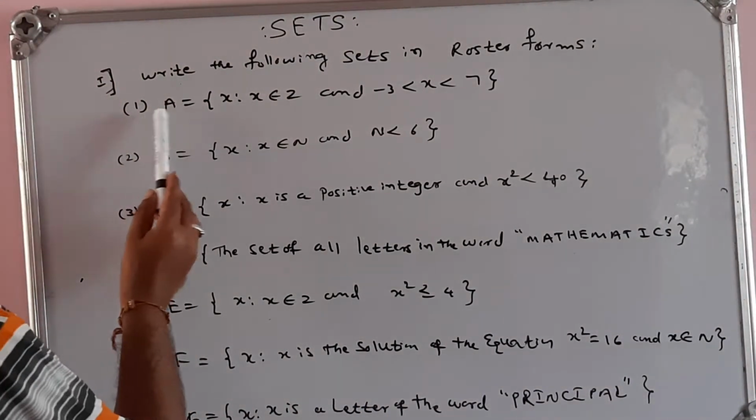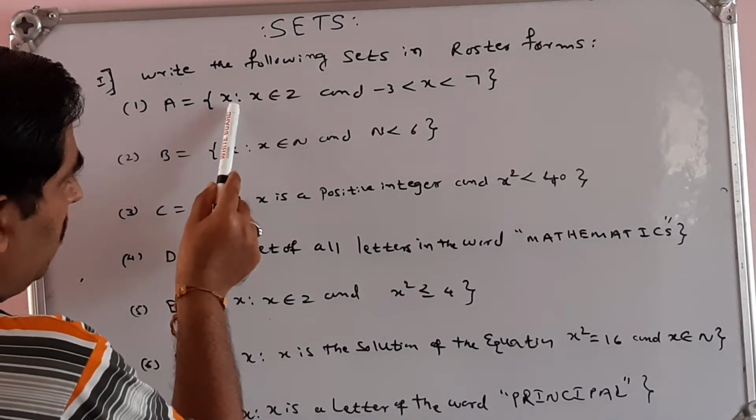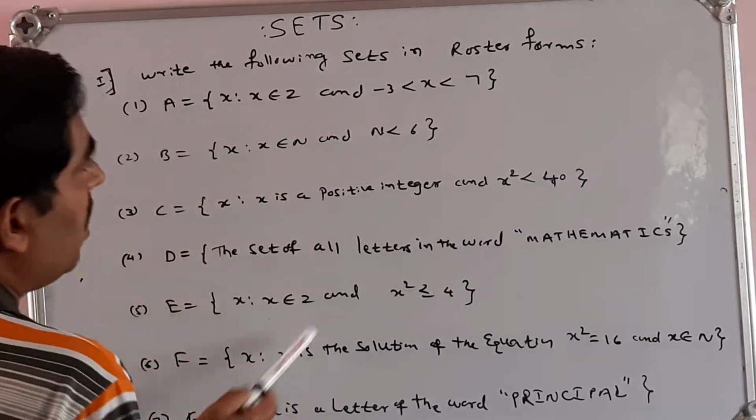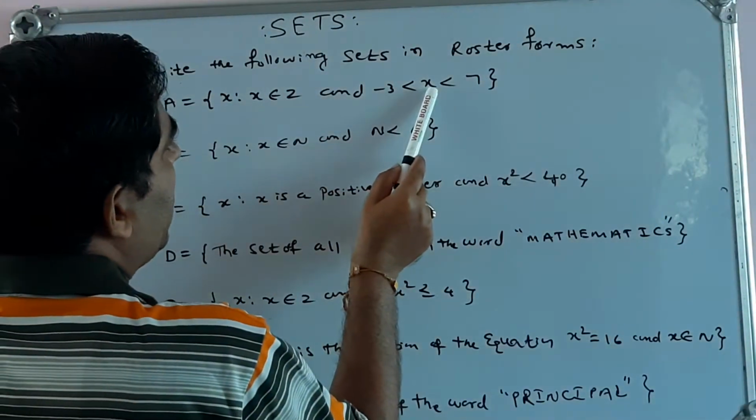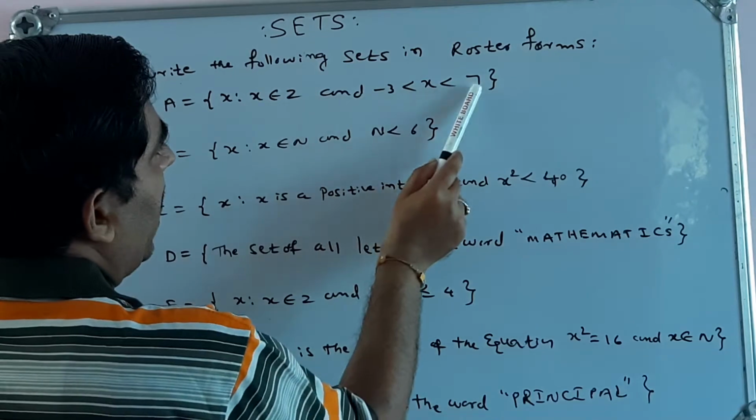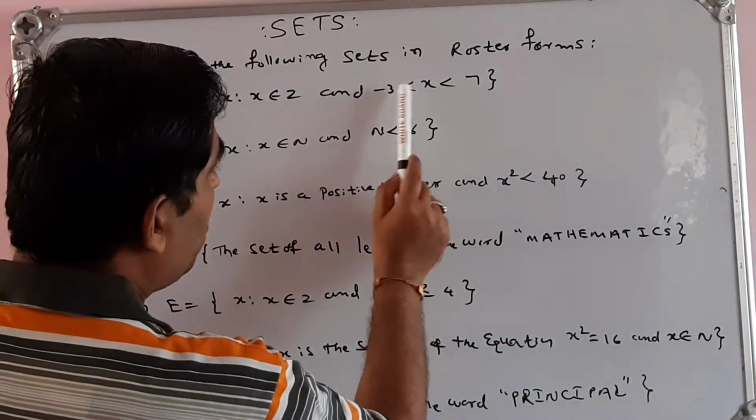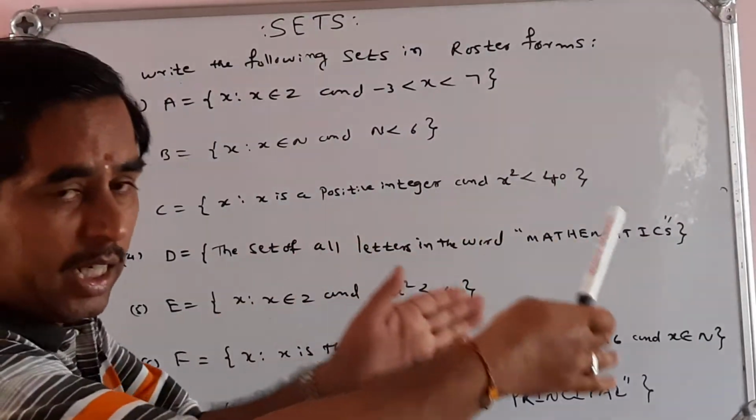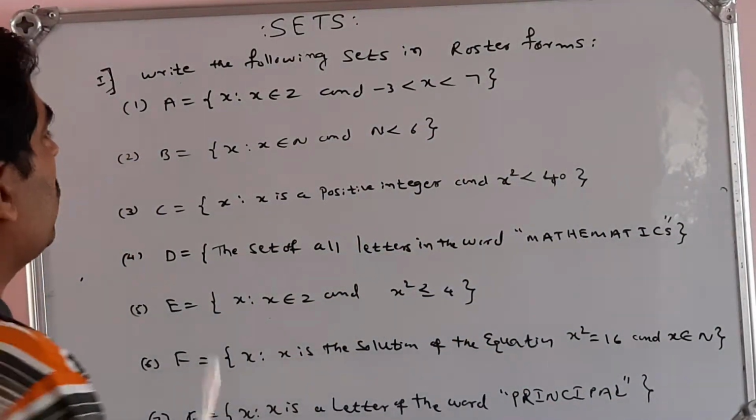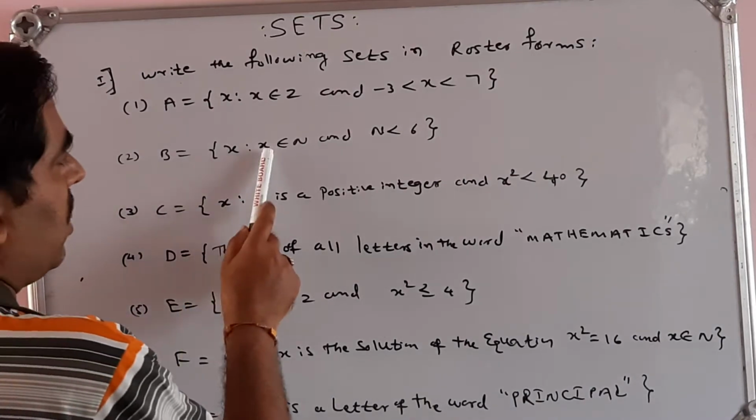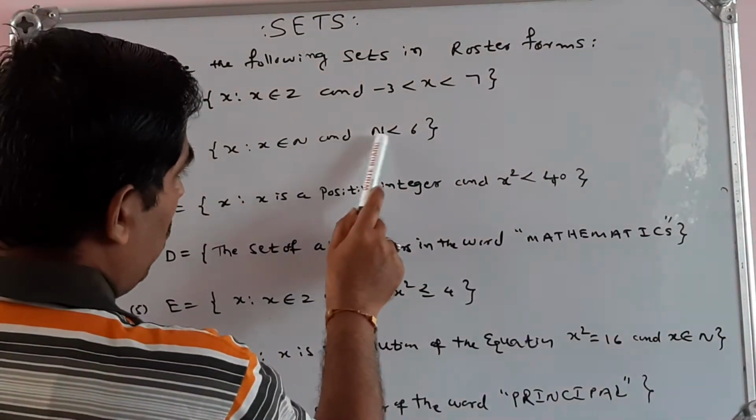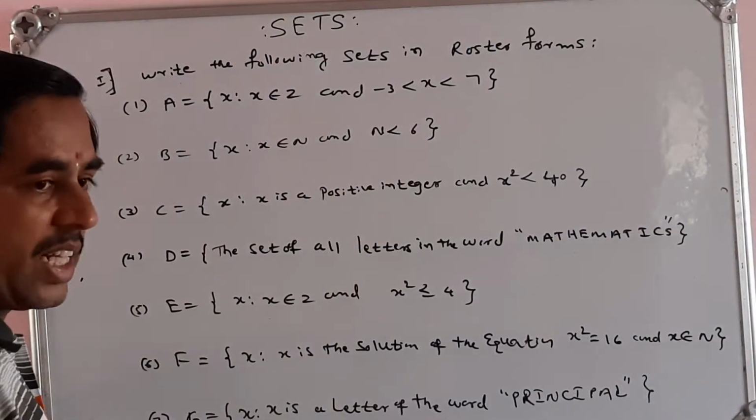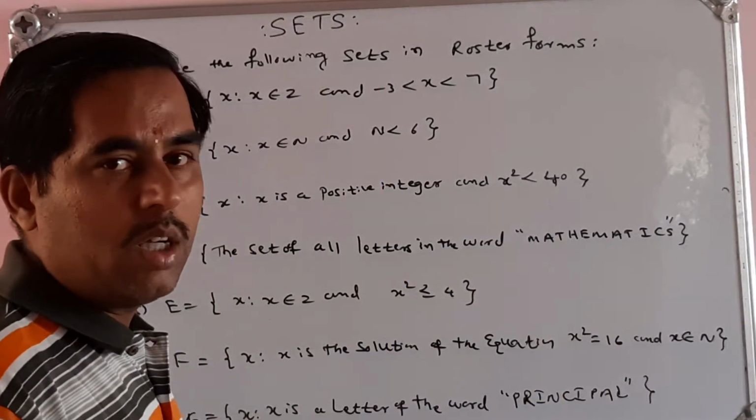See, what is the first set here? A is equal to x such that x is an integer. So we know the integer set, x belongs to integer. And what is the property of this element? x is greater than minus 3 and less than 7. So it lies between minus 3 and 7. Okay, that we have to list the elements. Then second set is B is equal to x such that x is a natural number and it is less than 6. So what are the natural numbers less than 6? All the natural numbers we have to list them.